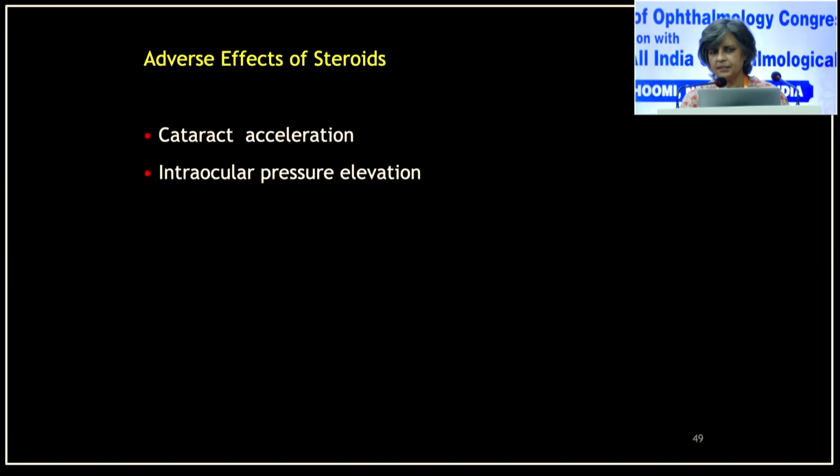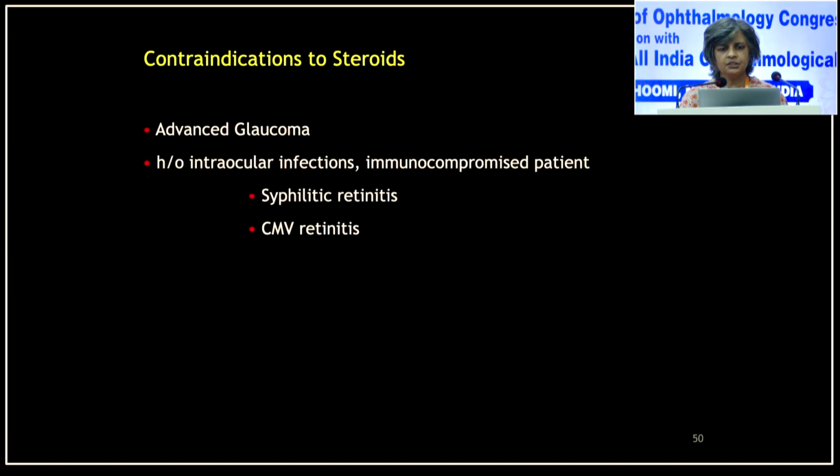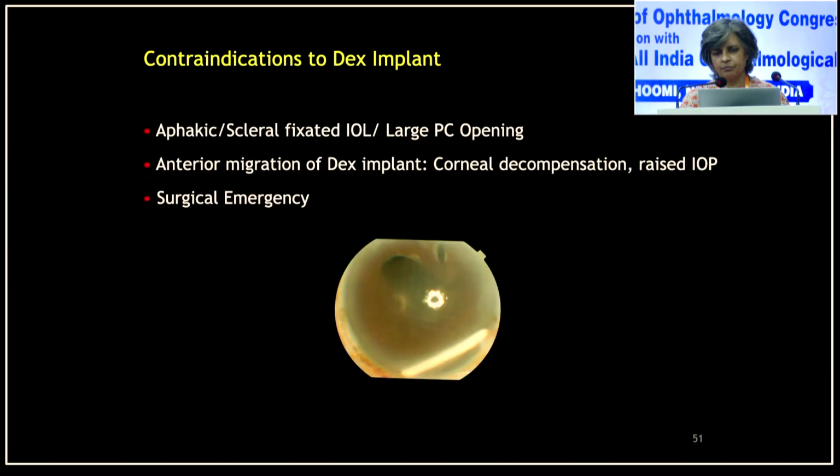Problem with steroids being cataract and intraocular pressure elevation, so contraindicated in glaucoma and immunocompromised patients. Also, dexamethasone should not be injected in patients with large PC opening or a scleral fixated IOL. This is my own patient where it migrated into the anterior chamber, causing corneal decompensation.